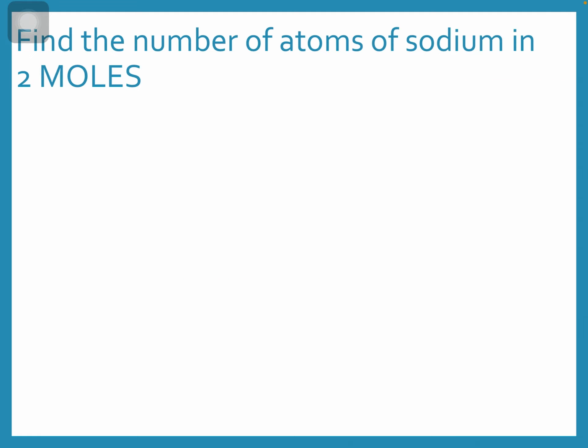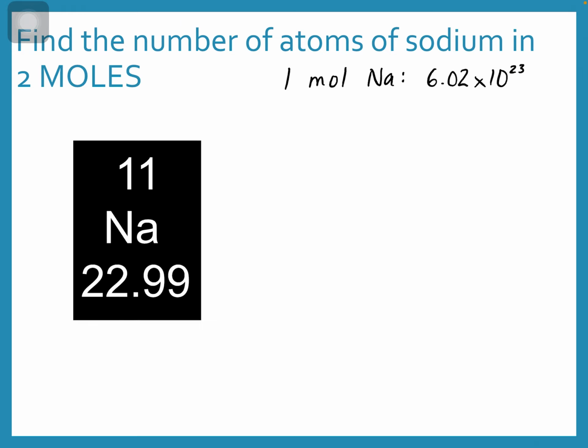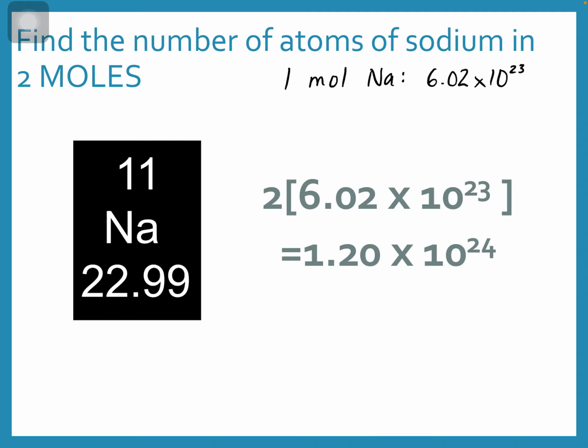So if I want to find out how many atoms are in 2 moles of sodium, so 1 mole of sodium would have 6.02 times 10 to the 23 atoms of sodium. And if I have 2, I need to double that amount. So each mole has 6.02 times 10 to the 23 atoms of sodium. So in total, 2 moles of sodium means that I have 1.20 times 10 to the 24 atoms of sodium.